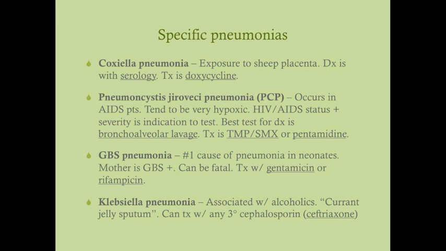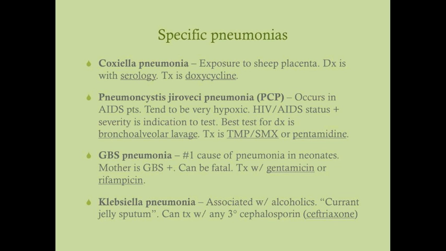GBS pneumonia, that's Streptococcus agalactiae, and this is the number one cause of pneumonia and sepsis in neonates. So this is really sad. The mother is GBS positive. She didn't get checked. She had poor prenatal care. She didn't get penicillin before birth. Baby came out of the birth canal, or through C-section, and acquired sepsis. And the sepsis doesn't have to happen right away. It could happen a couple weeks afterwards. This can be fatal. It can also cause meningitis.